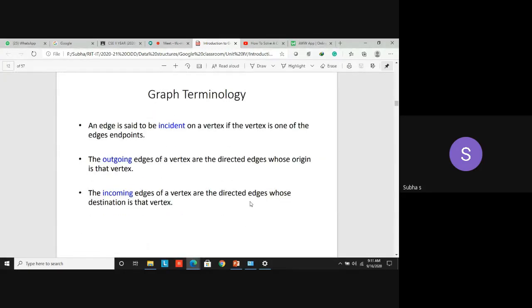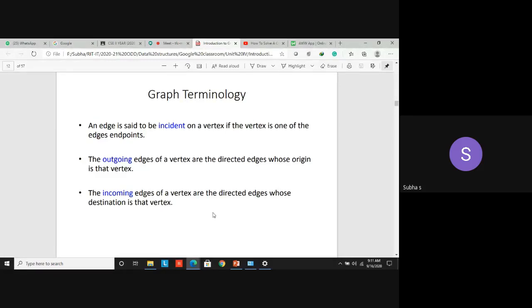Now look at these terminologies. An edge is said to be incident on a vertex if the vertex is one of the edge's endpoints. Incident means where the edge is going to end, or where the edge is going to start. Based on that, we are calculating the outgoing edges and incoming edges.